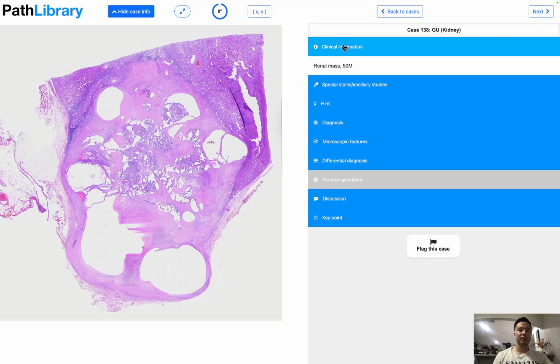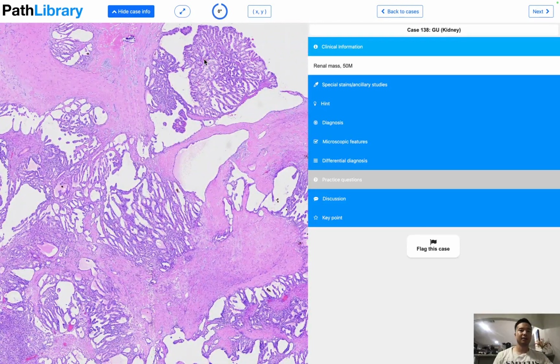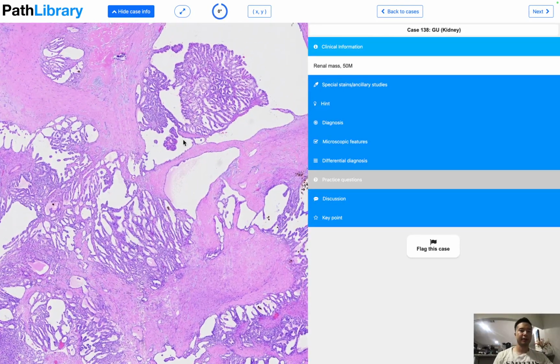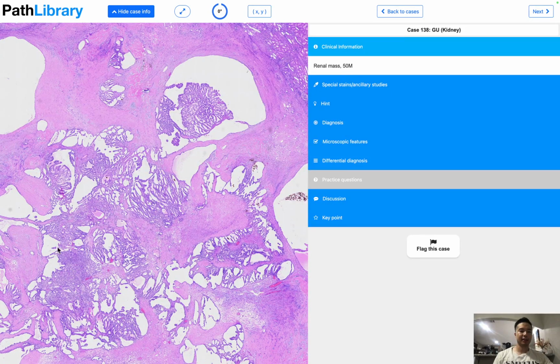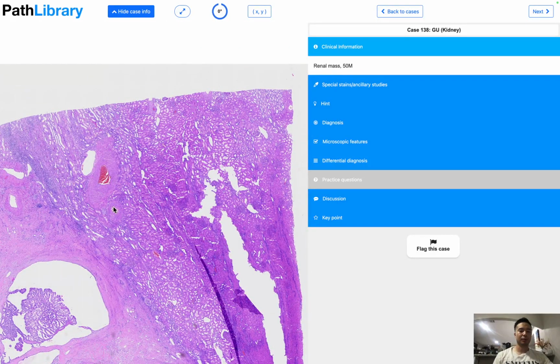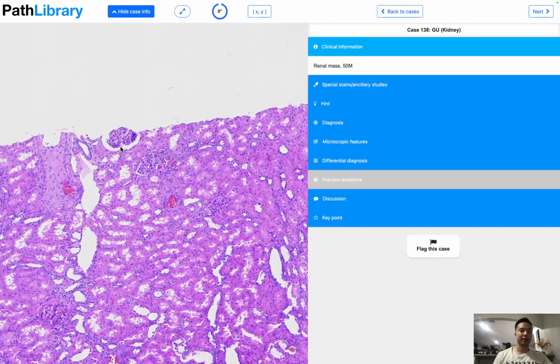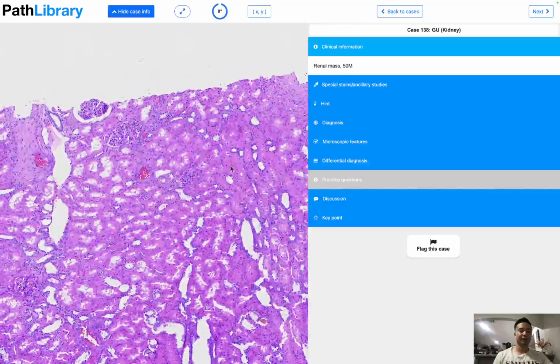So clinical information is a 50-year-old male with this most likely solitary solid cystic mass. So we see areas of fibrosis, and this tumor has a papillary architecture, and it is solid and cystic. Adjacent to it are some normal vessels and tubules, as well as glomeruli here and there.